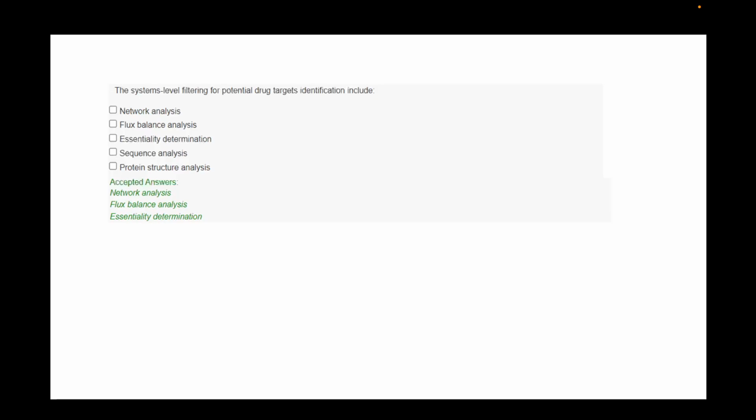Essentiality determination. So, is the gene essential for the disease or the phenotype that you are targeting? For that, you need to do an EFM analysis to find if it is essential or not. And sequence and protein structure analysis in terms of drug designing is important, but in terms of finding the drug target, it is important in a different sense, not in the sense that we are talking about. Yeah.